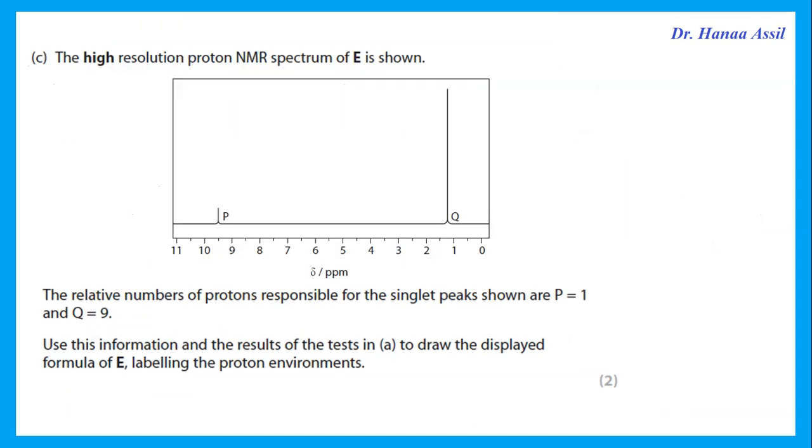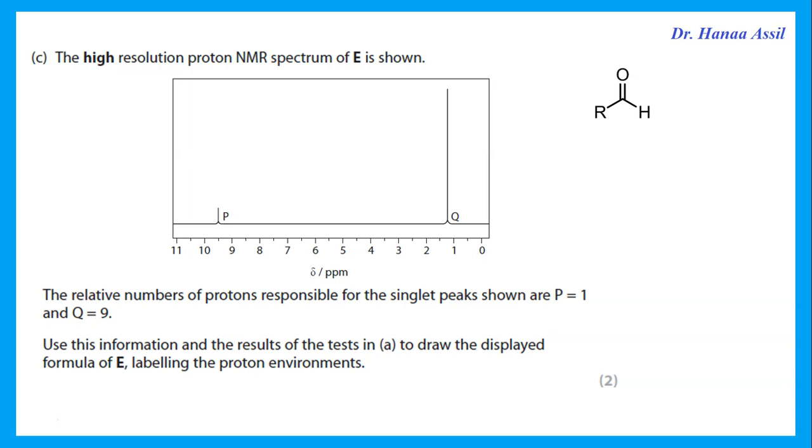Okay. The high resolution proton NMR of E is shown. So E was this one, something that is an aldehyde. The relative numbers of protons responsible for the singlet peaks shown are P equals 1 and Q equals 9. That means the peak at about 9.5 is due to 1 hydrogen, while the peak at about 1.2 is due to 9 hydrogens. Use this information and the results of the tests to draw the displayed formula of E, labeling proton environments.